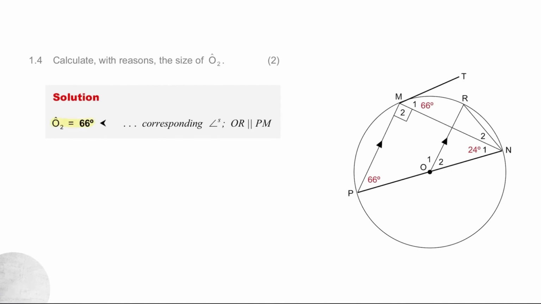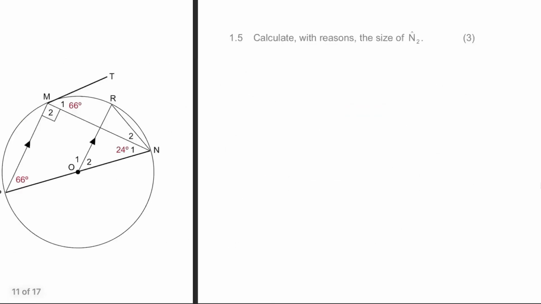Once you've identified the method, it's very quick. Angle O2 is 66 degrees. Corresponding angles, remember, you must name the lines that are parallel. OR parallel to PM.